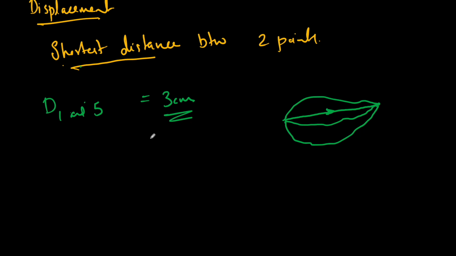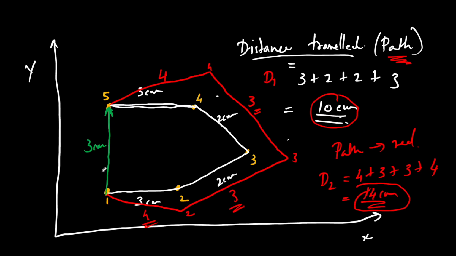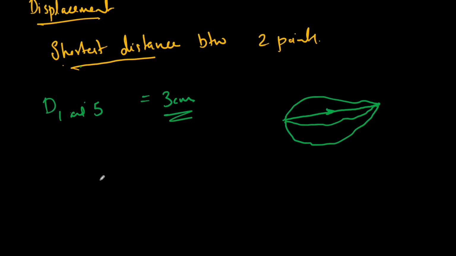Then let me ask you another question. What about the displacement for these two guys, the one in white dress and the one in red dress? We already saw that they had different distances. The white had 10 centimeter, the red had 14 centimeter. So what about displacement for the two guys? It has to be the same. It must be 3 centimeter for both, because displacement is not path dependent.